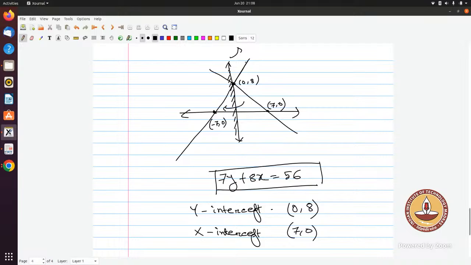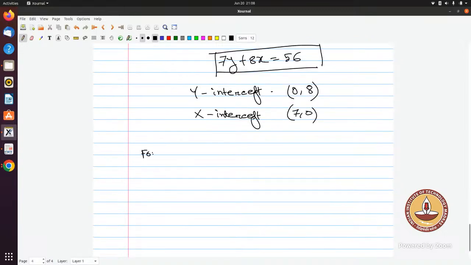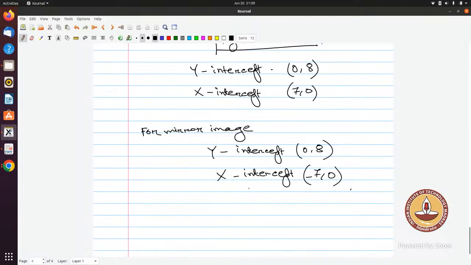So this is the new straight line, the mirror image, let me call it. For this line, the y-intercept is 0, 8, but the x-intercept is minus 7, 0. So for the mirror image, the y-intercept remains the same, but the x-intercept is minus 7, 0. Now can we find the equation of the straight line?